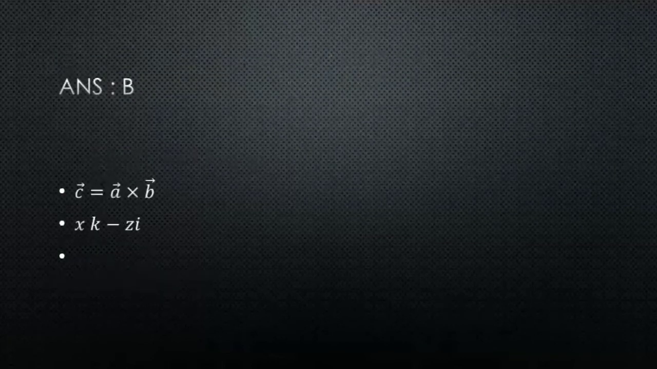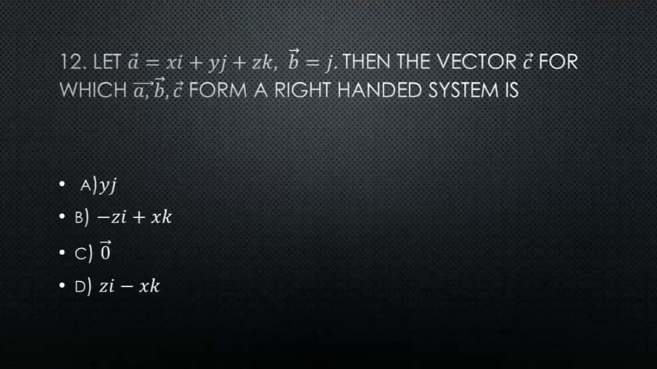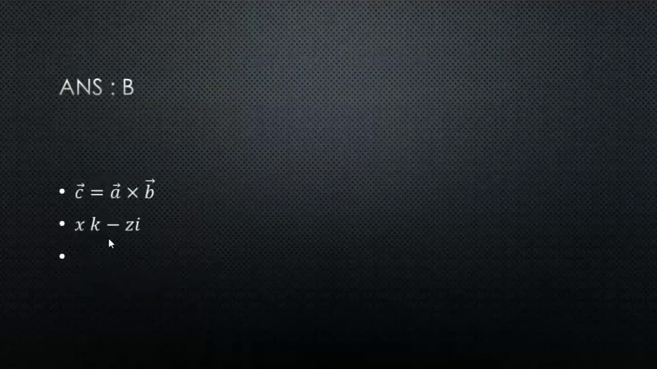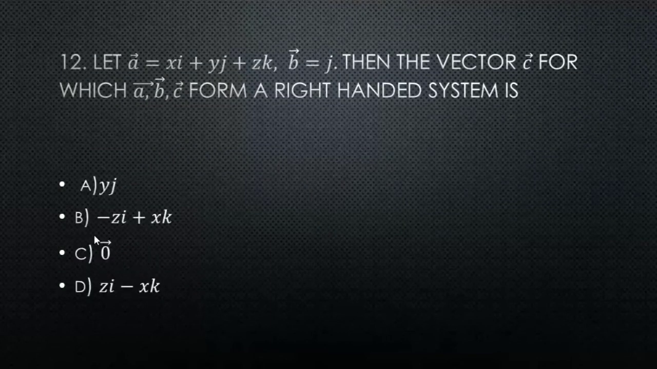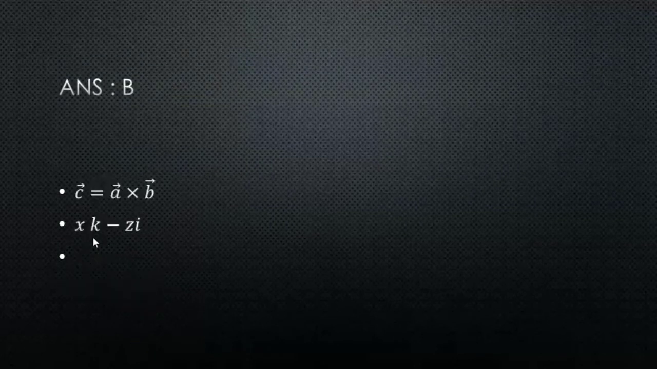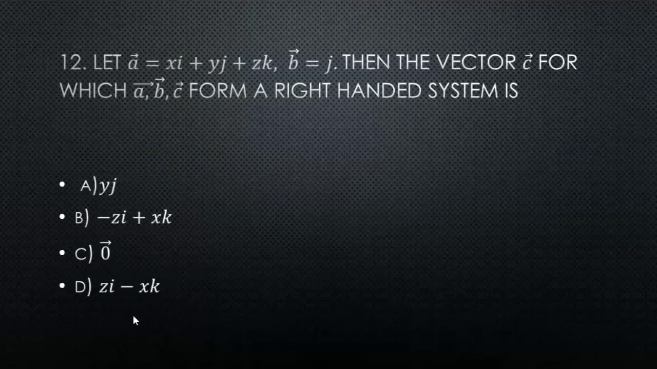So just find A vector cross B vector. First substitute that. This will be the determinant with rows i j k, x y z, 0 1 0, expand along the last row. So that you will get the value as xk minus zi. Yes, xk minus zi, that is option B.